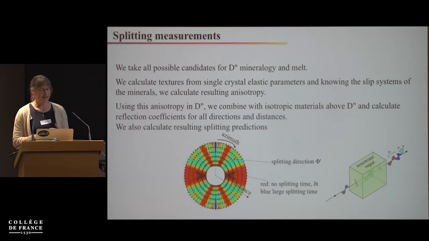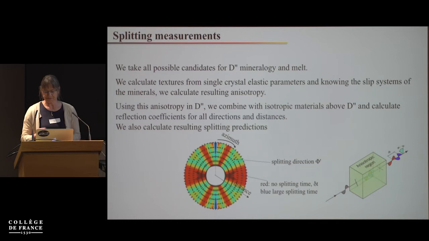And then we also calculate the splitting. What you see here is that the splitting direction is indicated by these lines. And the color is, when you have red, there's no splitting, so the delta T is 0. But if you have blue, then you have a large splitting time. So that's the splitting time here, and the angle, the splitting direction, is shown here. So these are the kind of graphs that you will see.